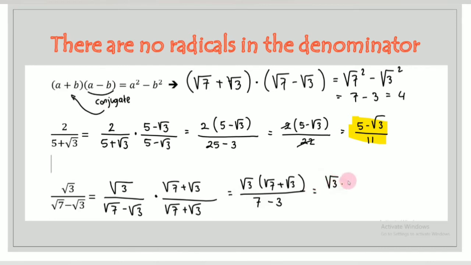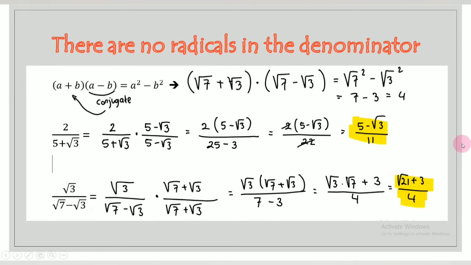In the end, I will distribute the square root of 3 into square root of 7 and square root of 3. You get the idea. And in the end, with just simple algebra, I can have this as the simplest form. So there you are.